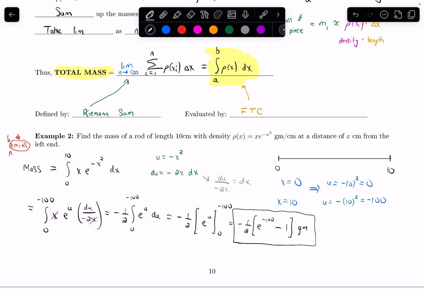And we got it. So in the next video, we are going to continue doing examples involving these applications, mass and average value.